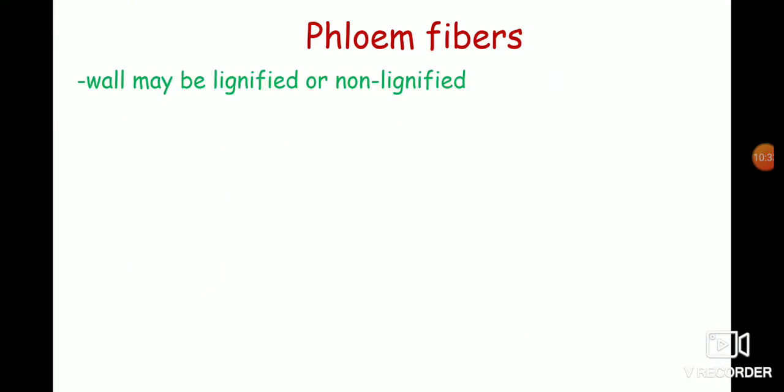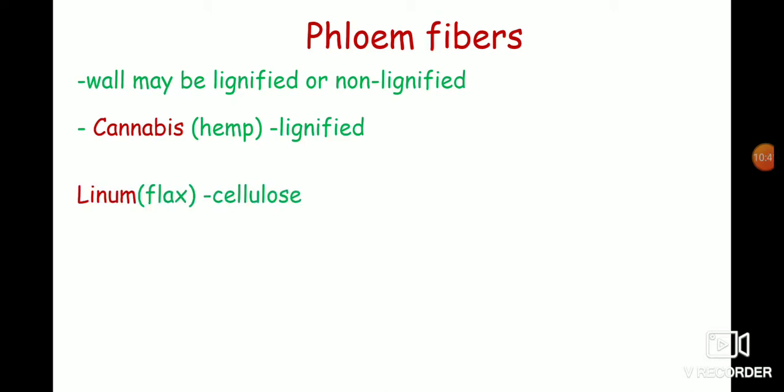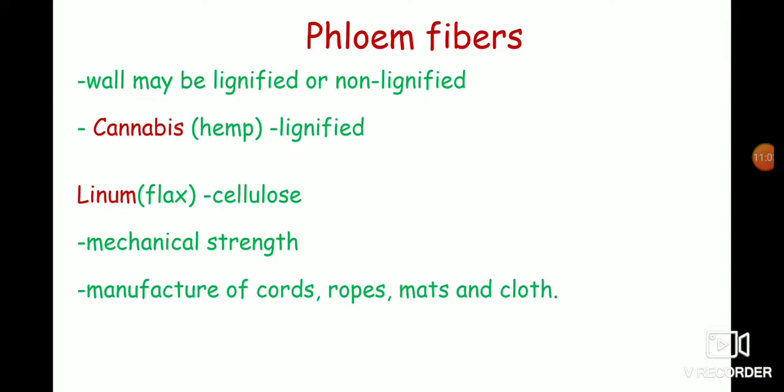The wall may be lignified or non-lignified. The cannabis, that is hemp fibers, are lignified, whereas the linum, the flax fibers, are not lignified and they have only the cellulose and they do not have the lignin. The phloem fibers provide mechanical strength. Because of the strength of the strands of phloem fiber, they have been used in the manufacturing of cords, ropes, mats and cloth. That's why they are also known as the bast fibers.